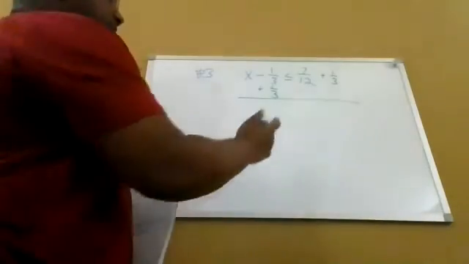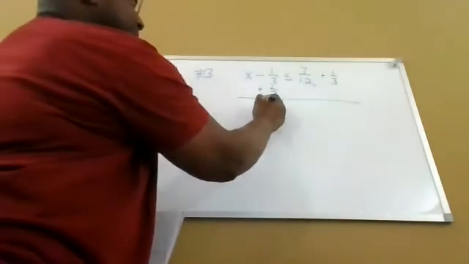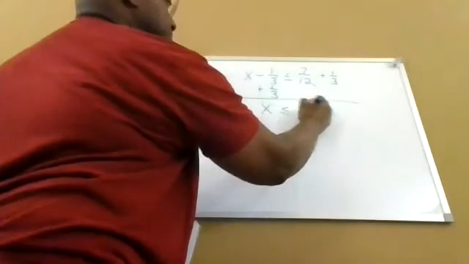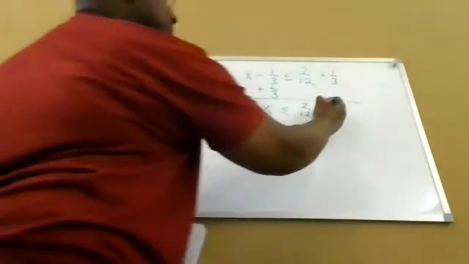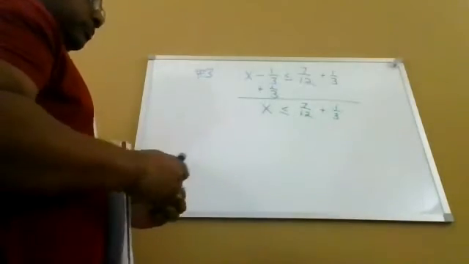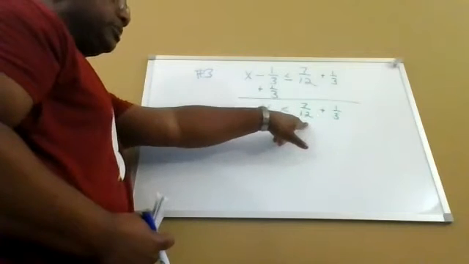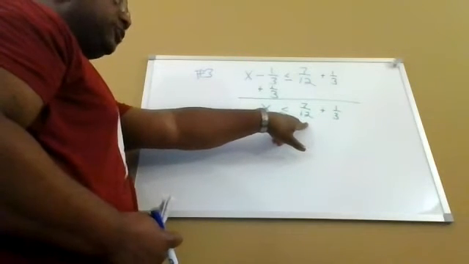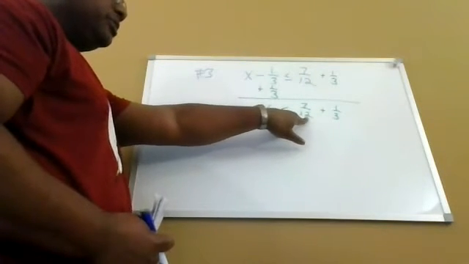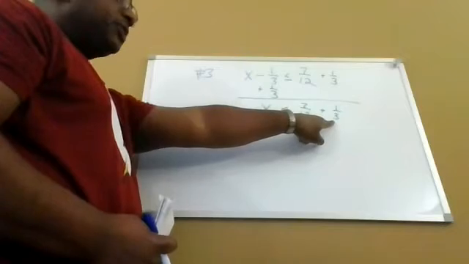And now this is going to give me on the left-hand side of my less than or equal to sign just x is less than or equal to 7/12 plus 1/3. Now we need to add these two fractions, but we notice that our denominators are not the same. So we need to make them the same before we can add these two fractions together. Well, I know that 3 times 4 would give me 12, and I would therefore have the same denominator. So I can multiply 1/3 by the fraction 4/4.